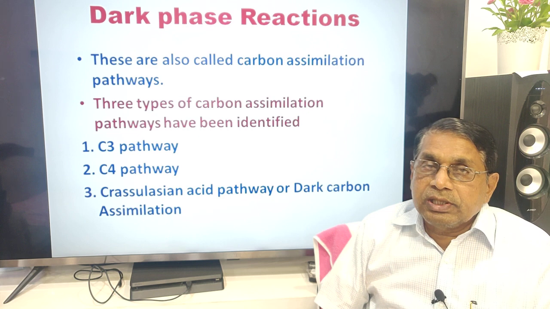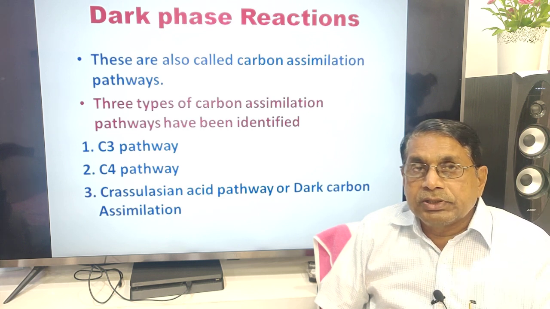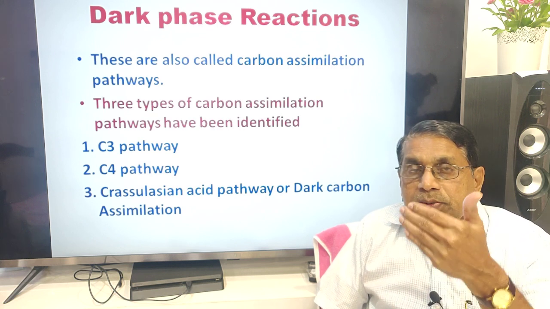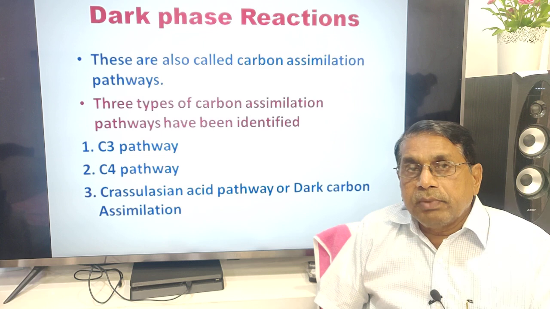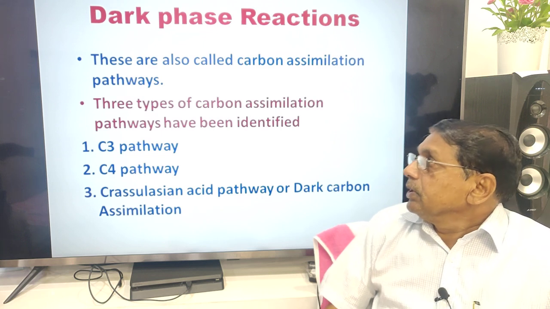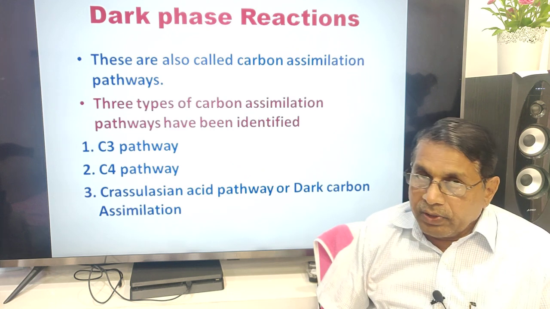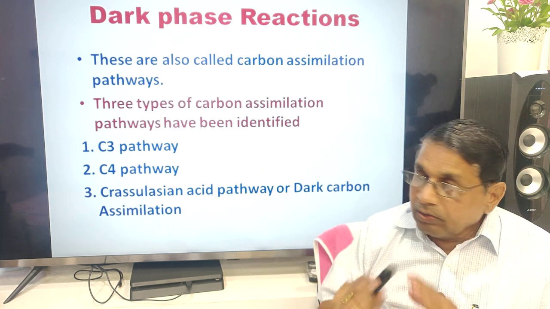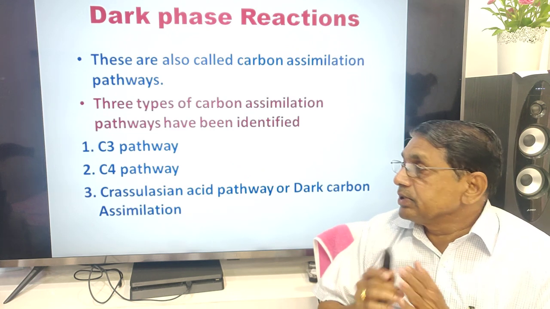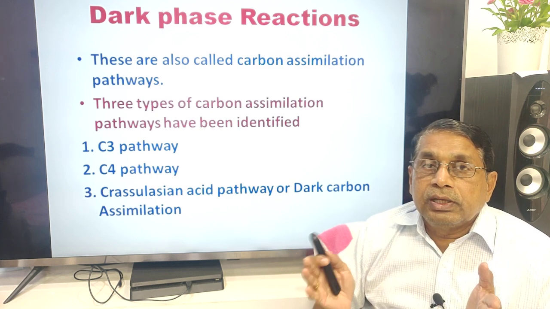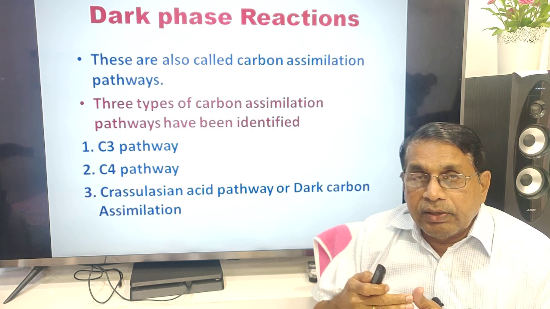Carbon dioxide is present in the atmosphere, it is absorbed by the plant, and in organic form it is assimilated so that it is utilized by the plant and later on by different living organisms. Three types of carbon assimilation pathways have been identified. The dark phase reactions or carbon assimilation pathways in different plants take place in slightly different ways.